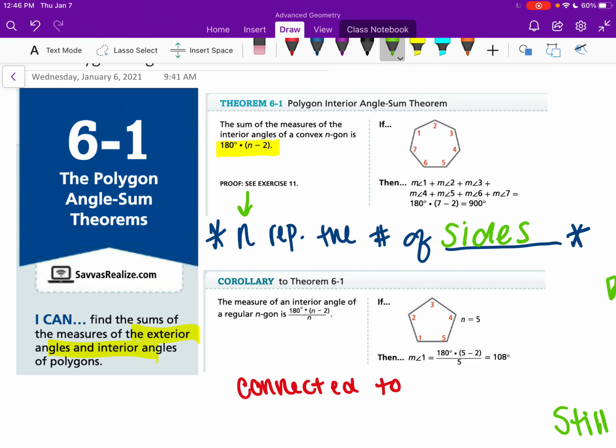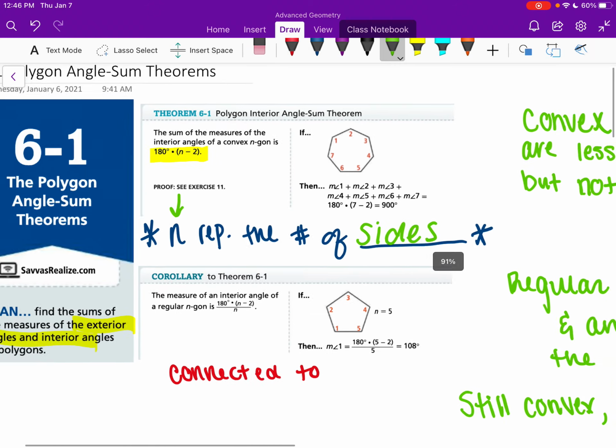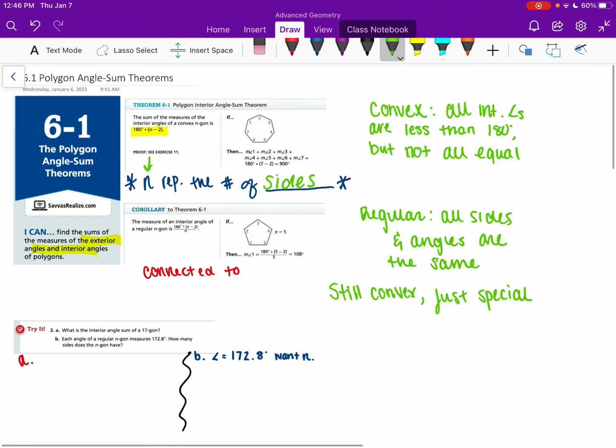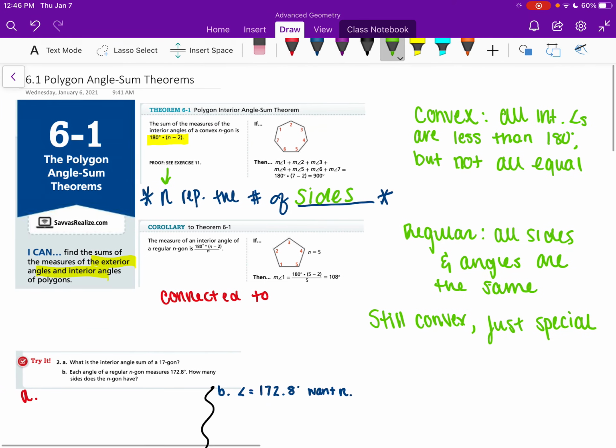We might be unfamiliar with that word convex, and I'm going to zoom out to my notes. It really just means that all the interior angles are less than 180, but they're not necessarily all equal. So just any figure pretty much is a convex n-gon as long as they're all less than 180, and that's what we're going to be assuming right now.